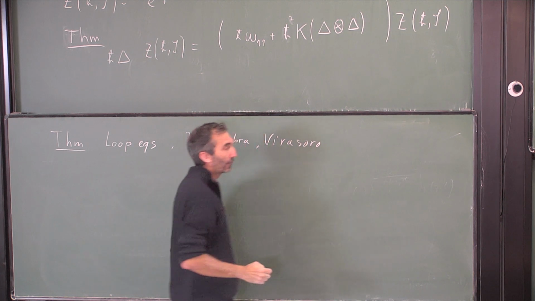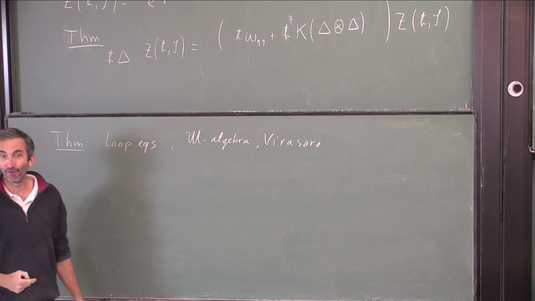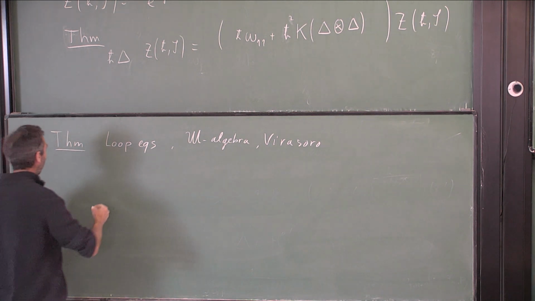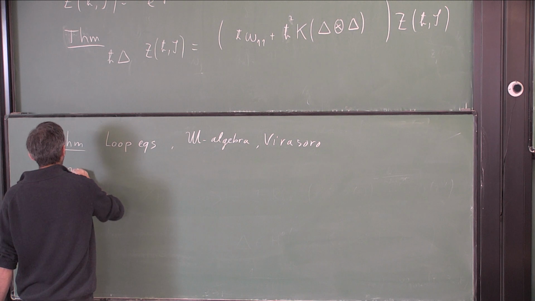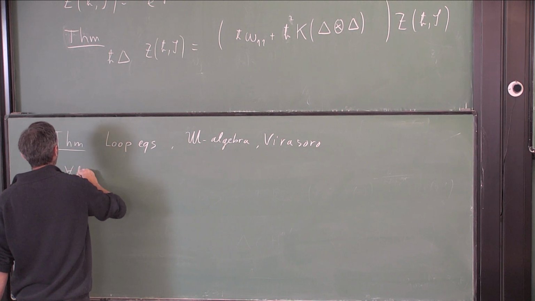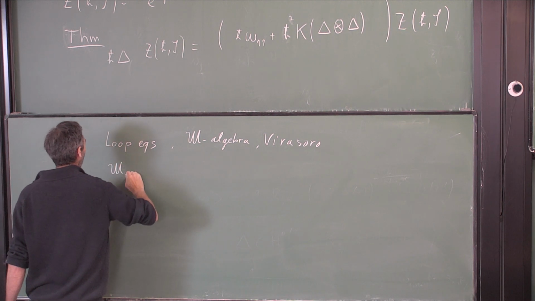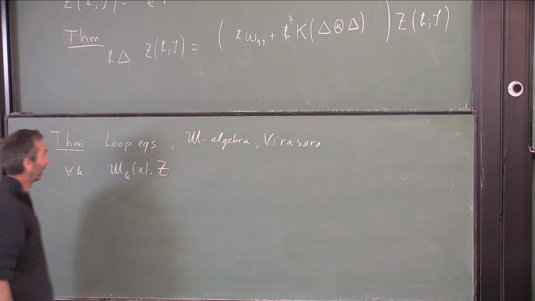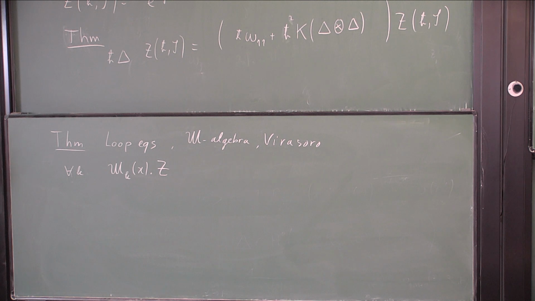So Virasoro is really when you have two sheets. W algebra is when you have more than two sheets. So for every k, W_k of x applied to Z will produce a kth order form. So the result is a kth order form, and remember that.